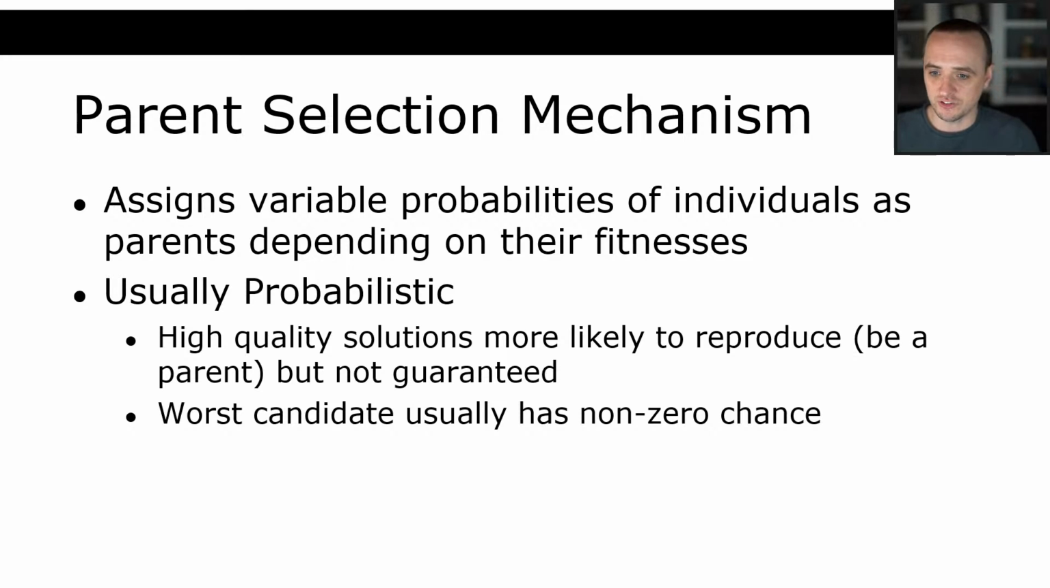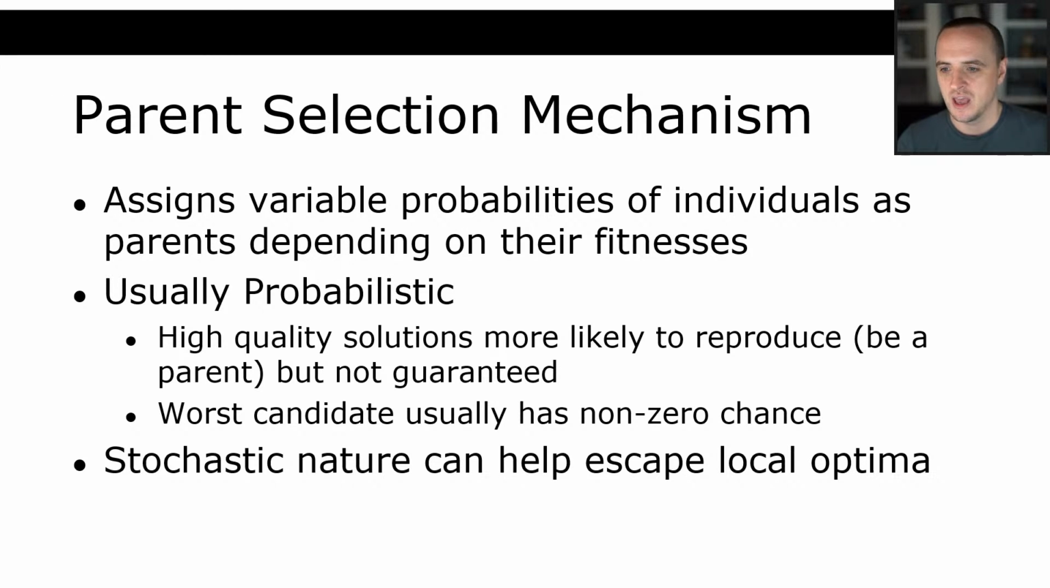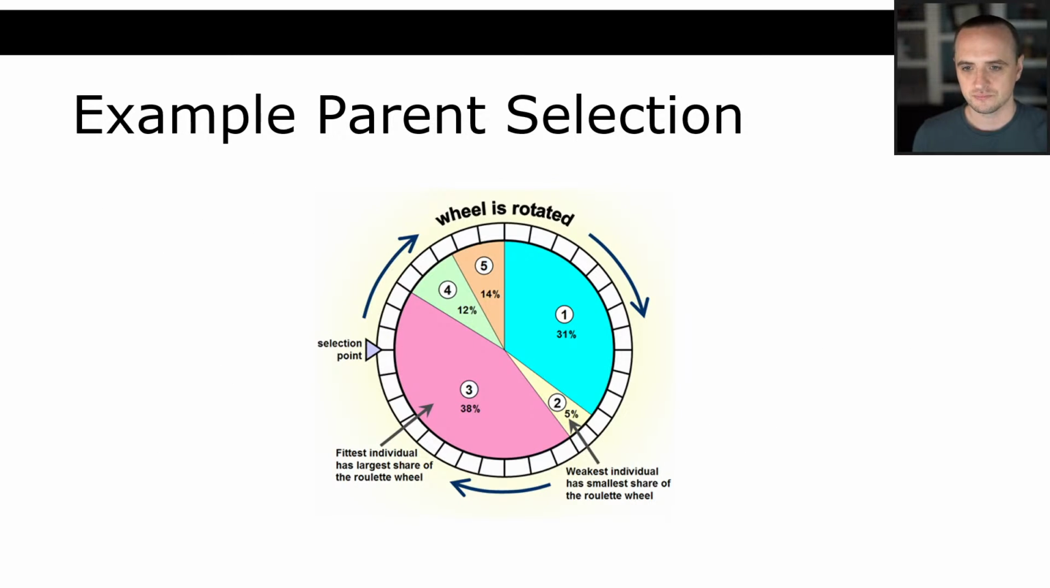In the worst case, you do want to have a non-zero chance of picking something. So even if it's the worst one, you want there to be a small chance of that being picked. And so this stochastic nature, meaning a bit of randomness, can help escape local optima, meaning that as we get higher and higher fitnesses, it becomes more difficult to improve our fitness. And so we do want some randomness in there to say, okay, try and get out of this local optima.